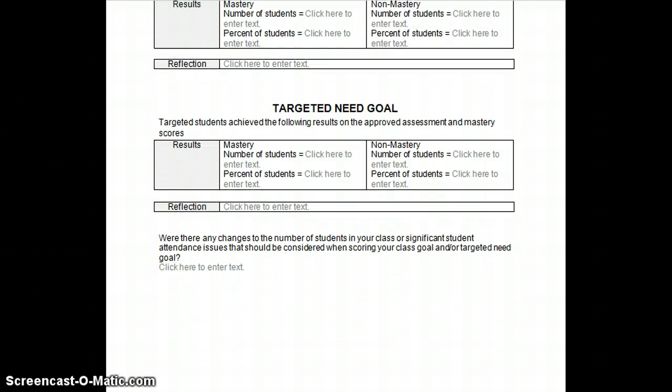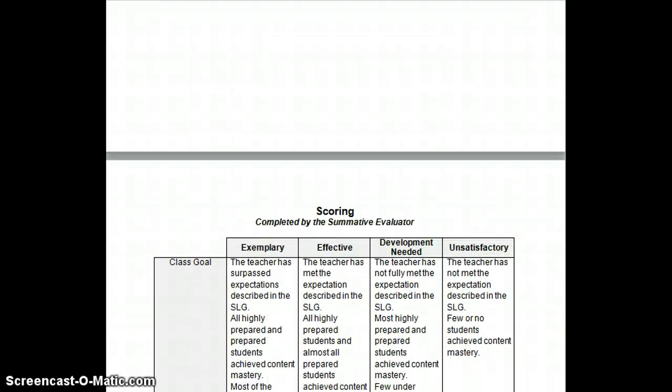And so you have this reflection piece for both the class goal and the targeted needs goal. And then right below that, there's another little spot where you can enter text. And this is where you can just kind of enter any significant changes. It could be attendance. It could be number of students in your class. It could be anything beyond that too. But any significant changes that you feel would be important to be considered prior to scoring your class goal and targeted needs goal. And then when you go meet with your PLC members, or when you come meet with me, everything is right here. This one-page snapshot really gives us a great discussion piece.